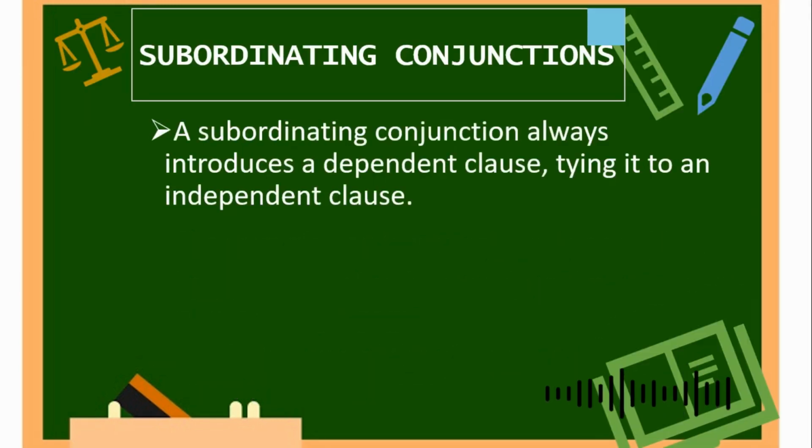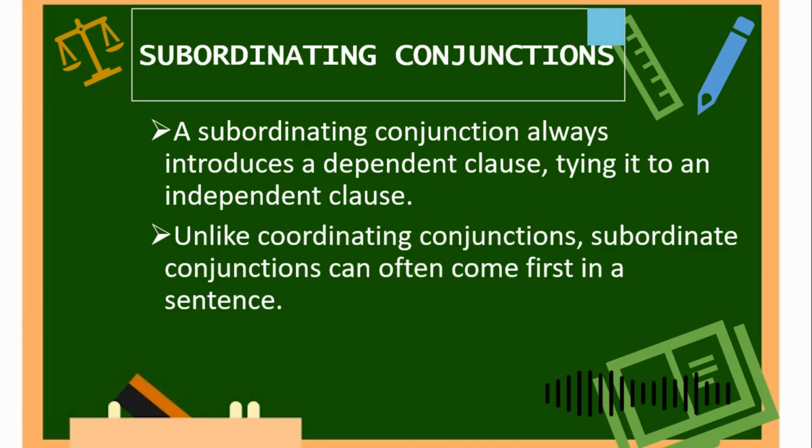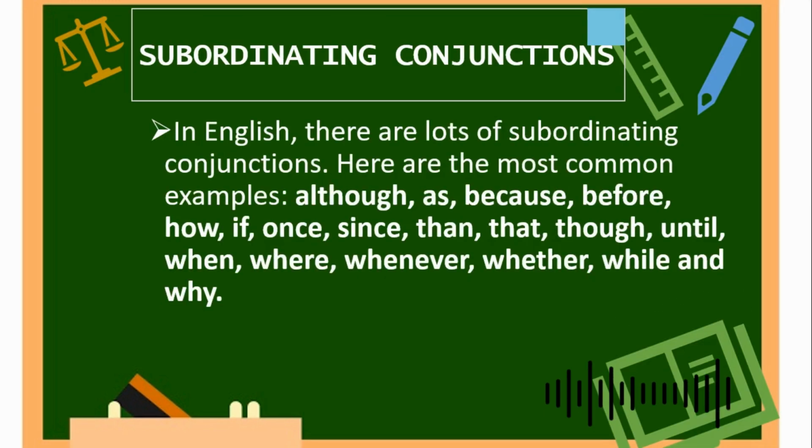Let's proceed with subordinating conjunctions. A subordinating conjunction always introduces a dependent clause, tying it to an independent clause. Unlike coordinating conjunctions, subordinating conjunctions can often come first in a sentence. In English, there are a lot of subordinating conjunctions. Here are the most common examples: although, as, because, before, how, if, once, since, that, though, until, when, where, whenever, whether, while, and why.